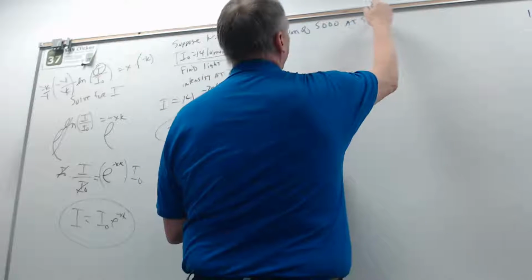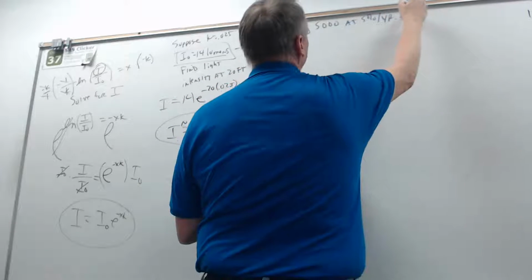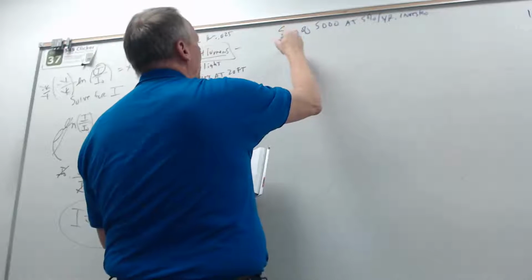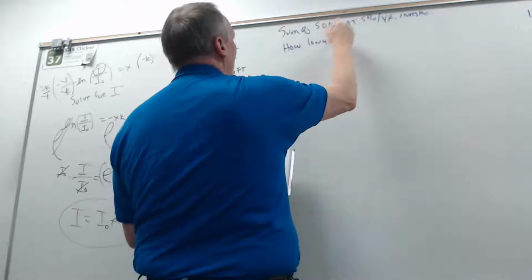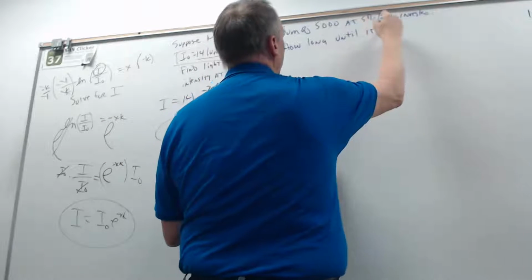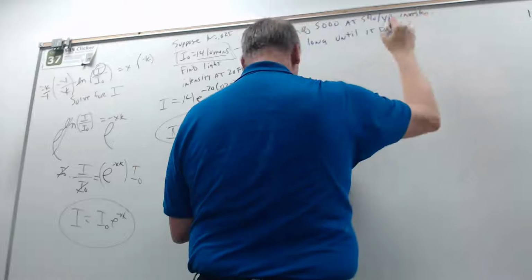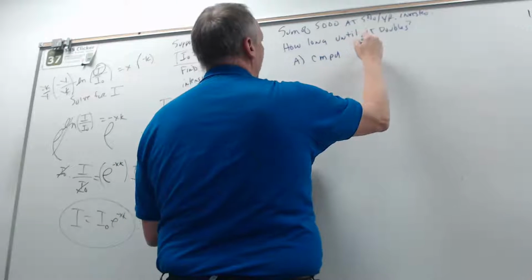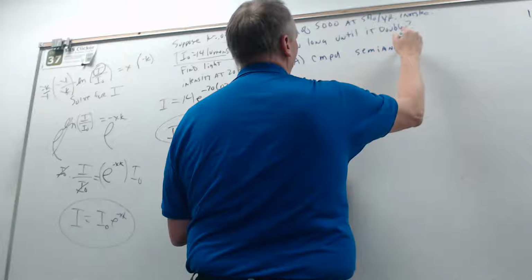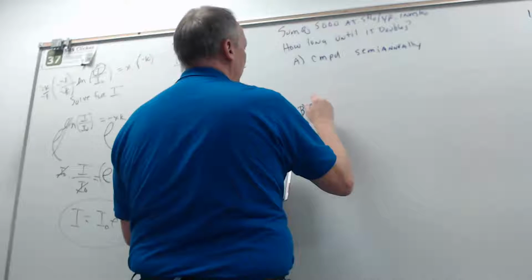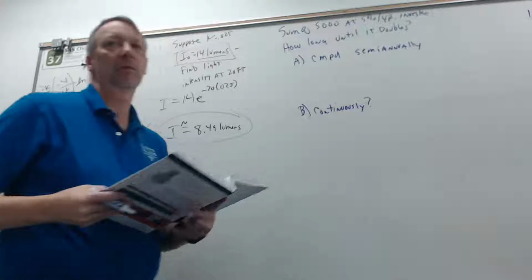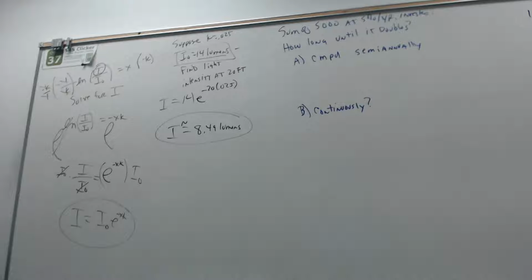So anyway, the sum of $5,000 at 5% per year is invested. How long until it doubles if you compound semi-annually or continuously? Okay, how would you solve that one? Caitlin, it must be your turn.